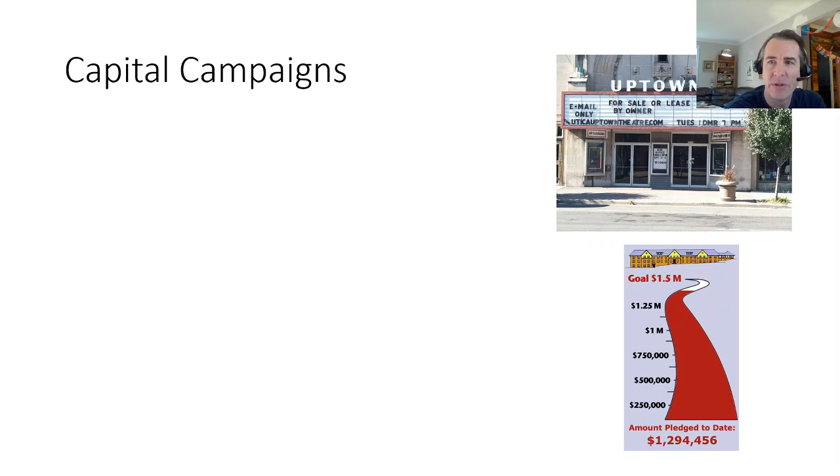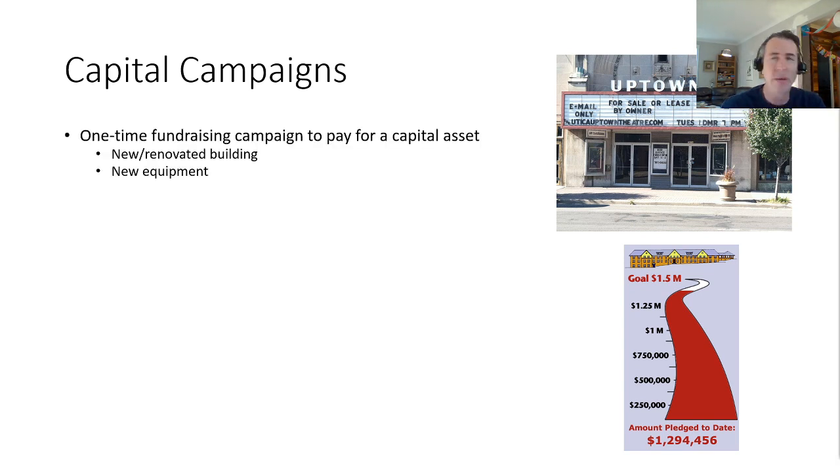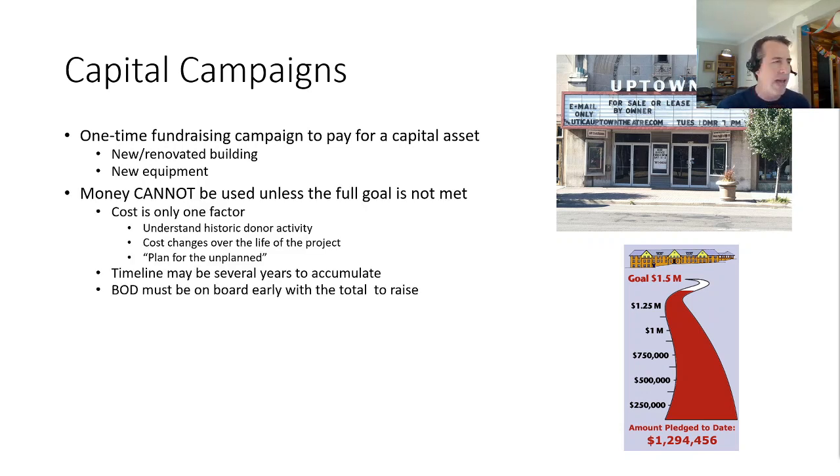The next kind of fundraising effort is called a capital campaign, and this is different from the other kinds of campaigns that we've talked about so far, because it's an all or nothing sort of fundraising effort. You're paying for a capital asset, something that is going to be around for a long time. So it's either a totally new building, or renovations to a building, or new equipment for that building, or new equipment for the theater. The money cannot be used unless the full goal is met, because the initial amount that's been determined is what you need to actually build the thing.